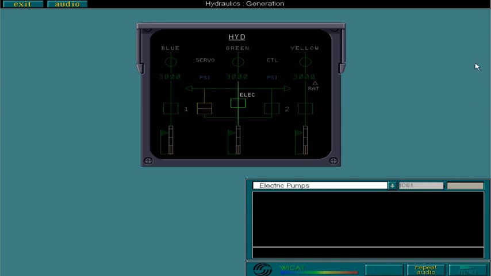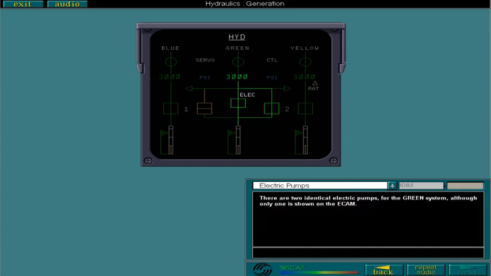There are 2 identical electric pumps for the green system, although only one is shown on the ECAM. Their main purpose is to assist one green engine-driven pump when the other is inoperative. They can also be used for system test. Delivery flow of the electric pumps is about 30% of the flow of an engine-driven pump.